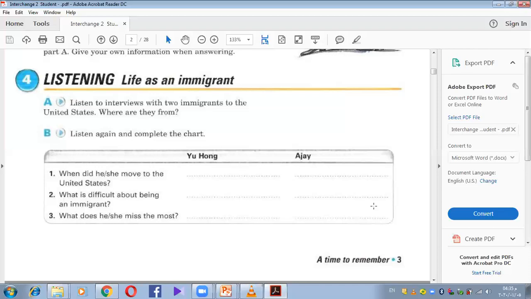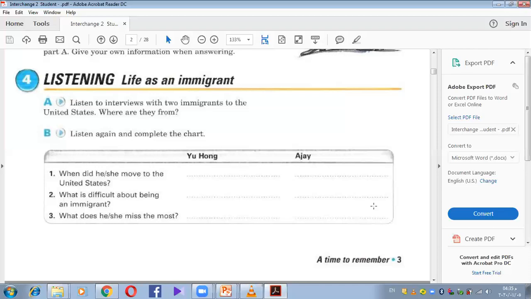Ajay. Where are you from, Ajay? I'm from India. And when did you move to the US? It was in 1991. Are you studying here at the moment? Not now. I came here as a student and graduated 2 years ago. I'm working as a computer technician.